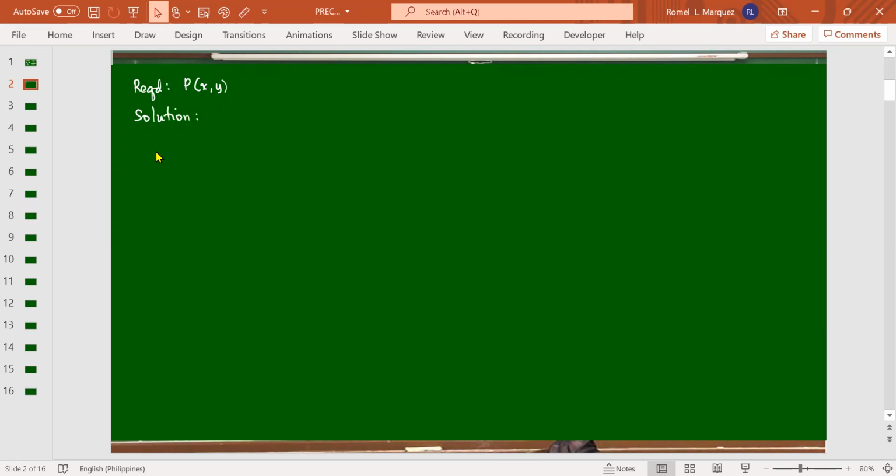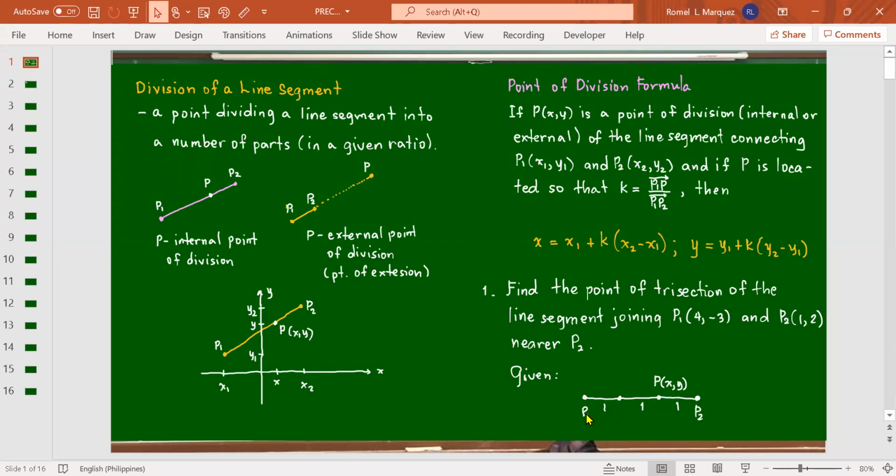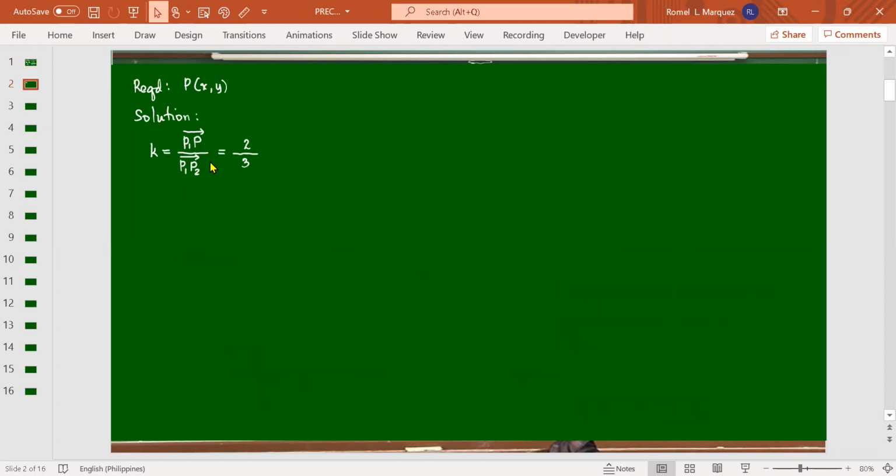Again, what is our K? It is the first point going to the point of division over the first point going to the second point. First point going to P, 2 units. First point going to second point, 3 units. Am I correct, guys? P1 to P2, 3 units. So the ratio is 2/3. So that is our K.